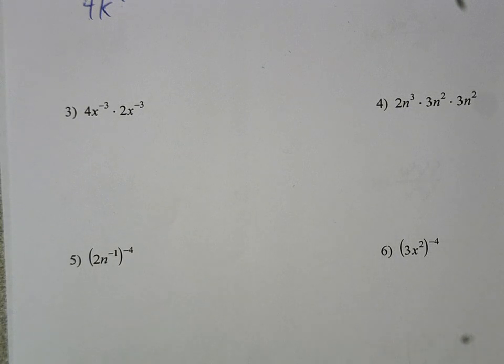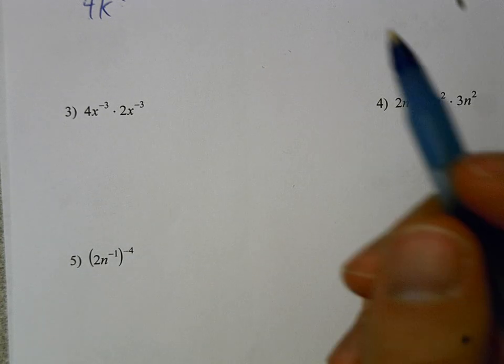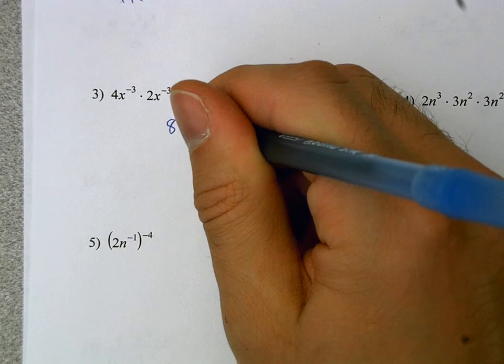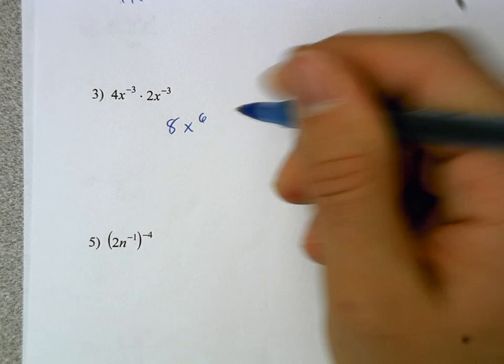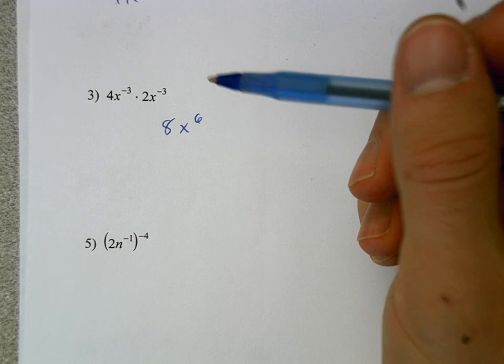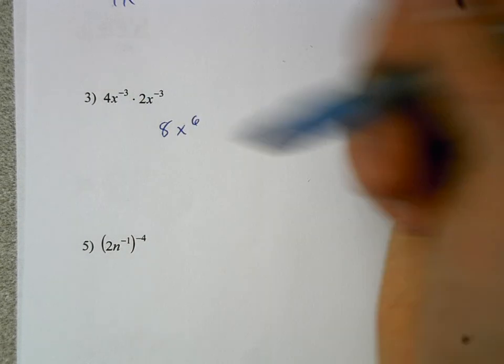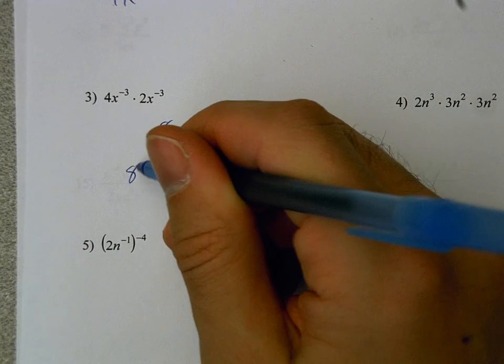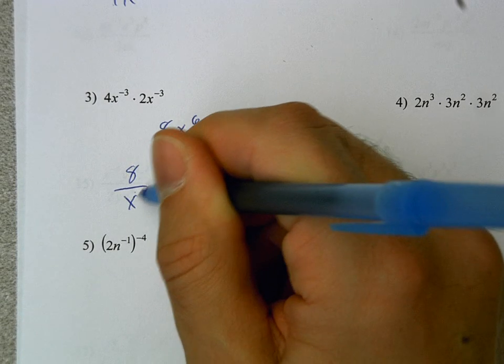Number 3's got a bunch of negatives. Caitlin, what did you get for number 3? I got 8x to the 6th. It's real close. Everybody real fast here. Are we good? 8 over x to the 6th. So the final answer is going to be 8 over x to the 6th.